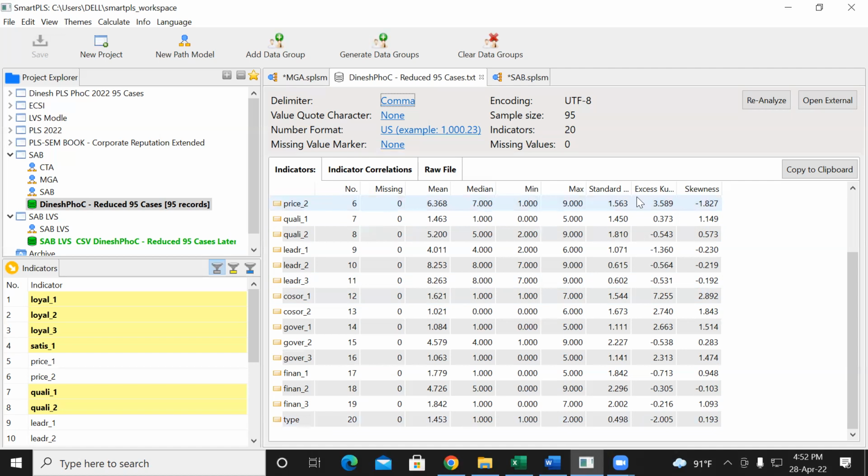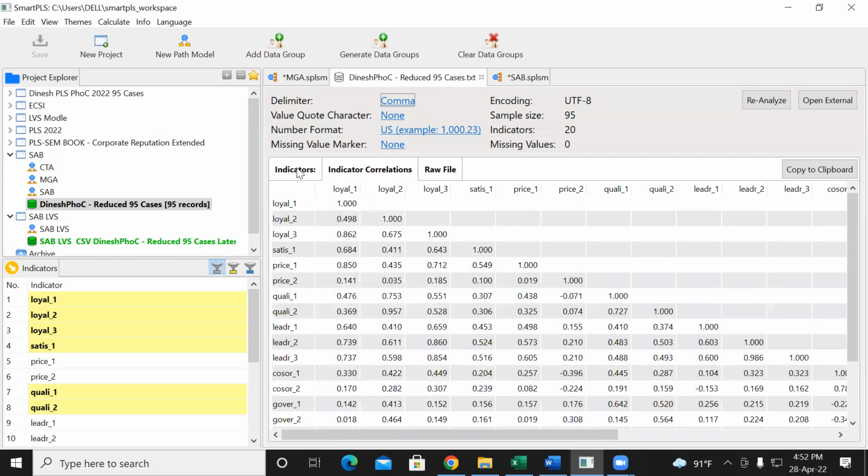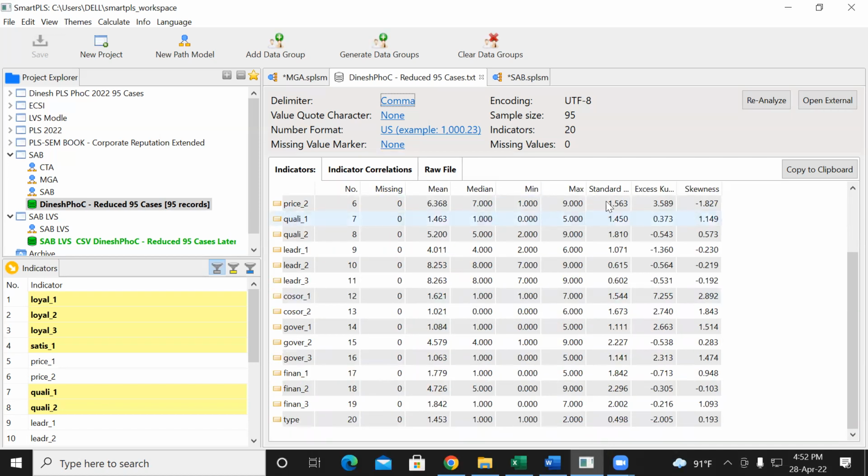Also remember, when you import the data set, you can always see your raw data file, indicator correlations, and also indicators. When you see indicators, you can see the mean value, which is generated by default before you run the model. Median, minimum, maximum, so you can see whether there are any errors in your data set. And remember, standard deviation is also there.